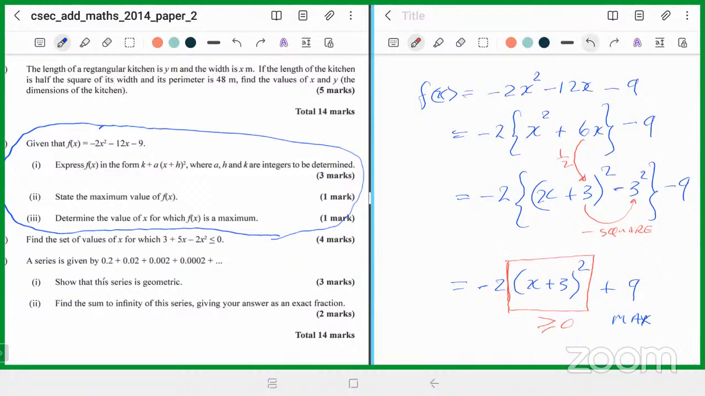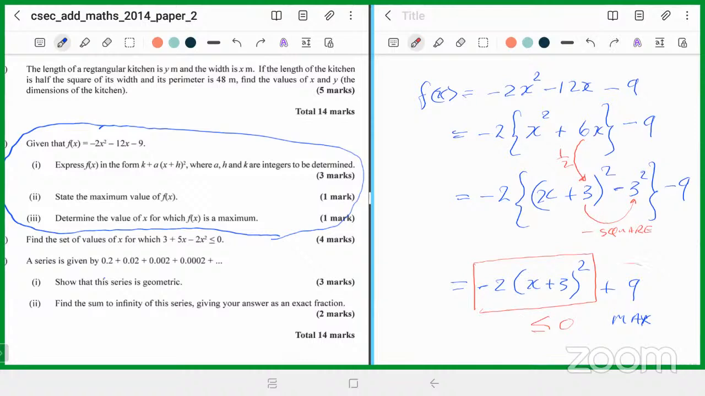It means that overall, if I were to include the -2, then this expression can only be less than or equal to 0. Negative. So this will always be negative.